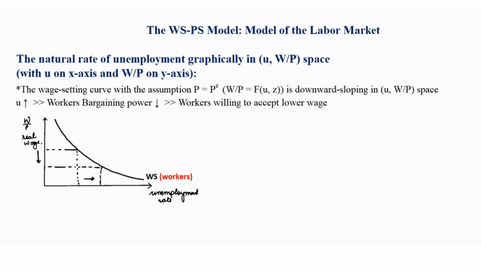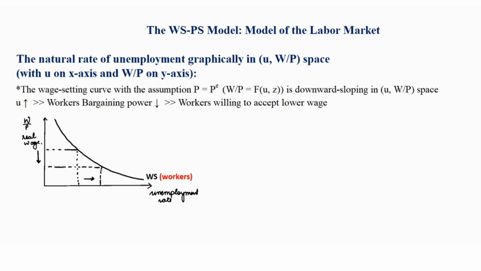Now first we should recall that the wage setting curve shows us the wage that workers demand. The wage setting curve, with the assumption P is equal to P^e, given to us as W/P is equal to F(u, z), is plotted as a downward sloping curve when we take the unemployment rate on the x-axis and real wage on the y-axis.